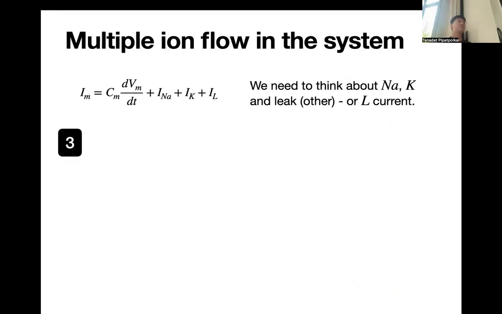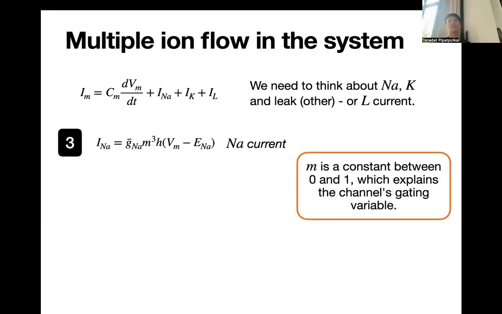The third term is the sodium. And again, we have this G that we're familiar with. Instead of N, we have M, and we have this new thing called H. Again, M is a variable which exists between 0 and 1, which is the gating term. Why 3 again? It's to do with the fitting of the model.